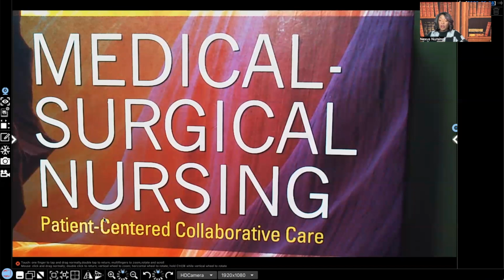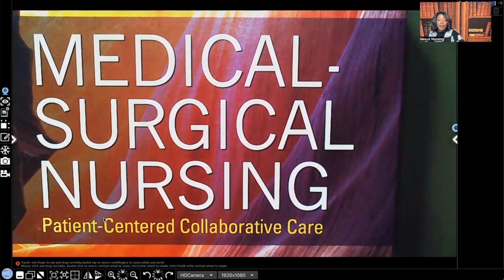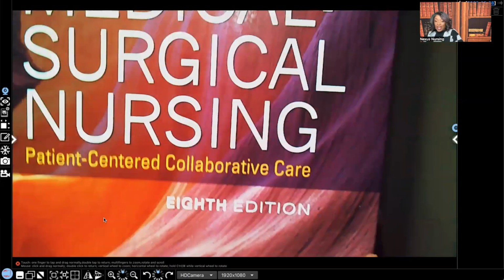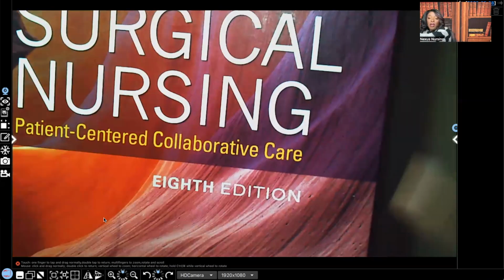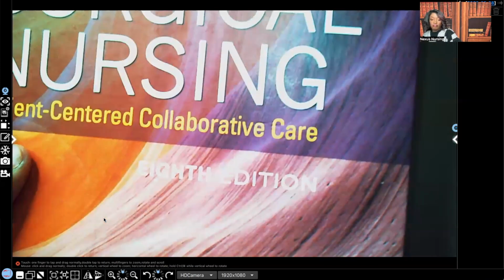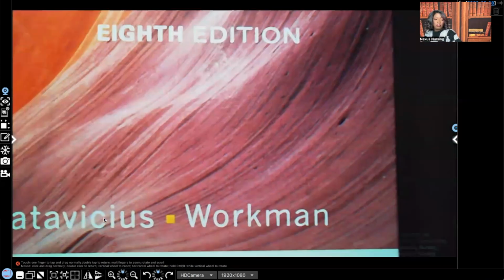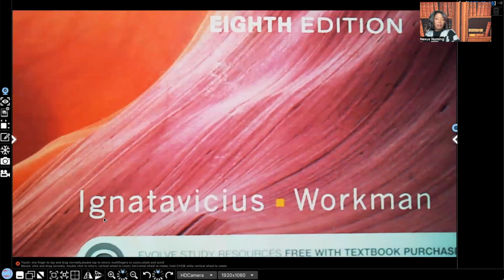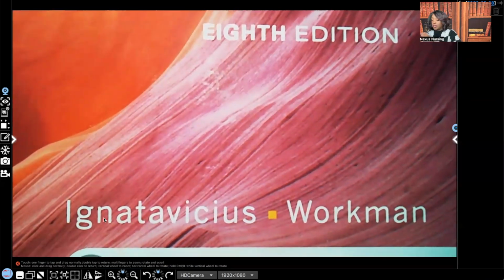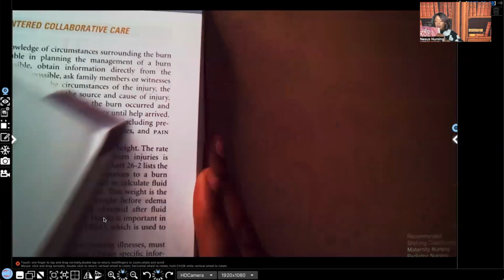So this is part 2 of burns, and I noticed in the comment section, you guys are always asking which book I'm teaching from, and I teach from several books, depending on the subject matter. So when it comes to burns, this is actually the book that I'm teaching out of. So this is the title. It's 8th edition, and here's the author. There you go. Okay, so this is the book I'm teaching out of. Let's get started.